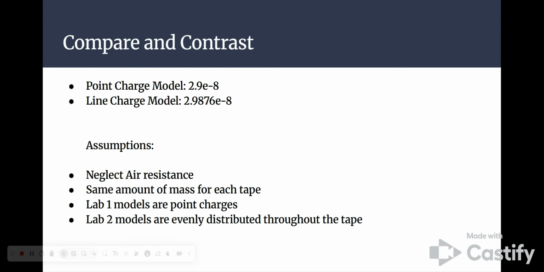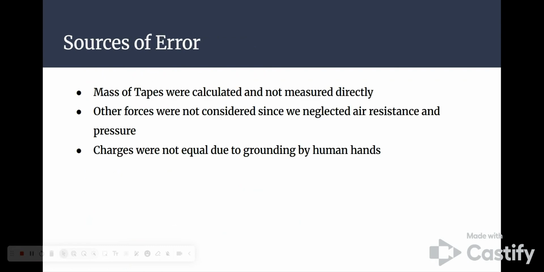Sometimes that doesn't happen because certain things in the atmosphere might be inducing a dipole moment, so charges might not be evenly distributed. But in order to do this, that was one of the assumptions we had to make. A possible source of error: the masses of the tapes were calculated, not measured directly. We didn't put them on a scale and have something tell us what it was directly. We calculated. And precision sometimes messes with the outcome.